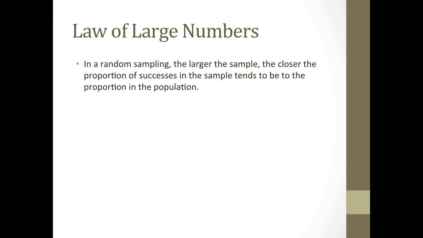The law of large numbers. The law of large numbers means in a random sampling, the larger the sample, the closer the proportion of successes in the sample is to the proportion in the population. So if you were in a situation where you did not know the actual probability and you were designing an experiment or a sample to figure out the approximate probability, the larger that sample is, the closer it tends to be to being accurate. Generally, a sample of over 30 will be good enough to give you a good estimate of the actual population.